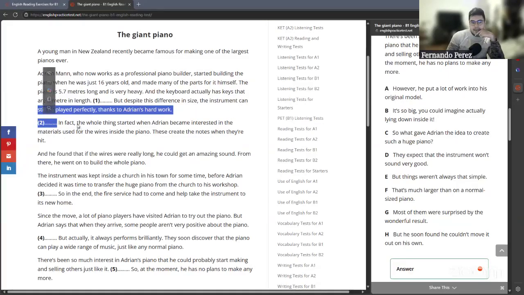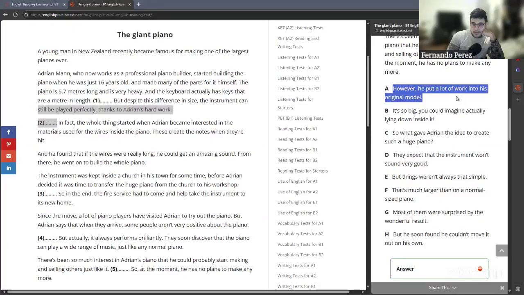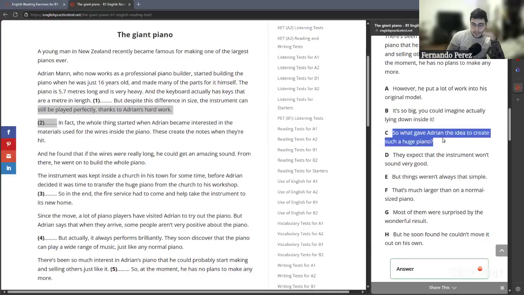It says, in fact, the whole thing started when Adrian became interested in the materials. So we are talking about the idea. The one that talks about the idea is, however, he put a lot of work into his original model. That's possible. So what gave Adrian the idea to create such a huge piano? But that's possible, but this is a question. You cannot answer a question with in fact, so we can eliminate letter C.